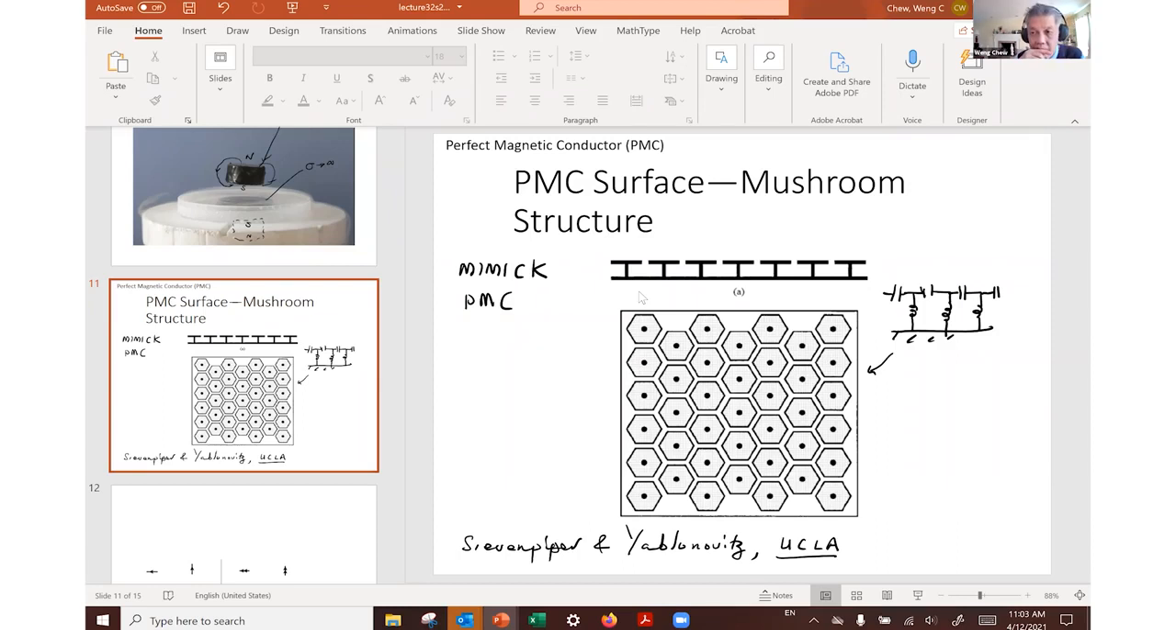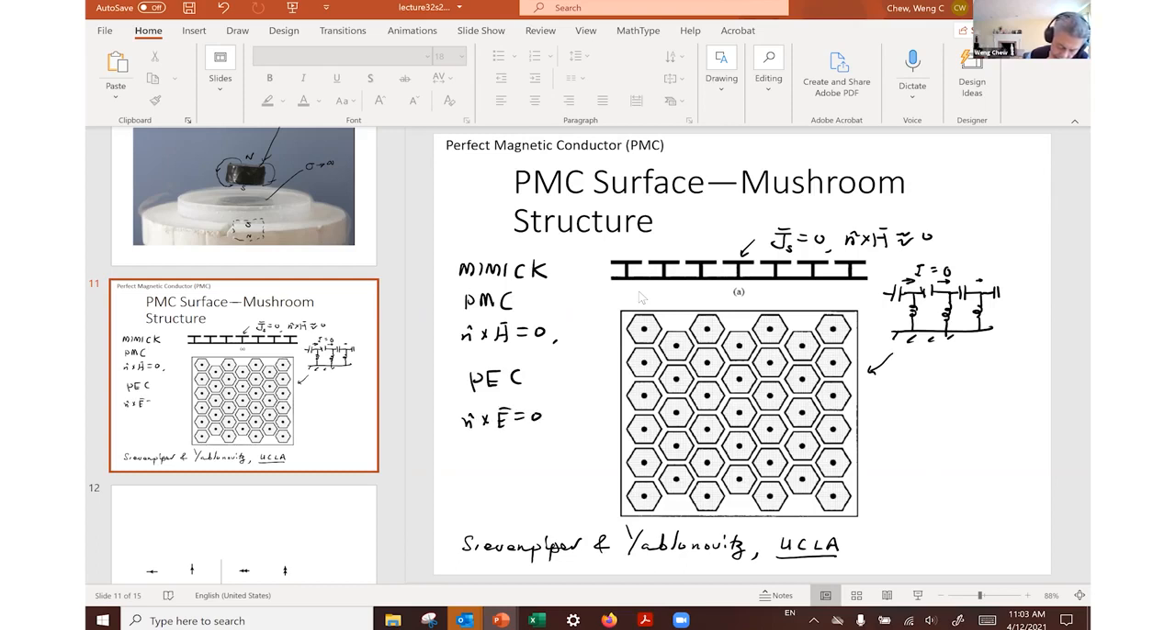At the resonance frequency, I is equal to 0. There's no current flowing horizontally in this structure. So if I is 0, then Js on this structure is 0. It means that N cross H is approximately 0 on this surface because there's no current flowing there. So this is just what we need for a PMC. PMC is N cross H equal to 0. And you remember that for PEC, it is the other way around, that N cross E is equal to 0.